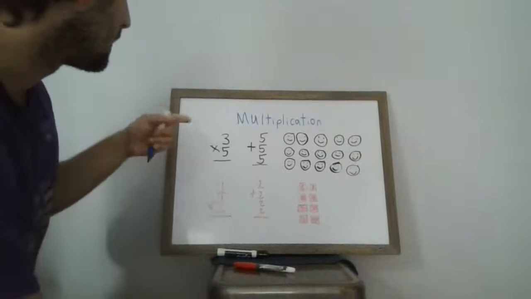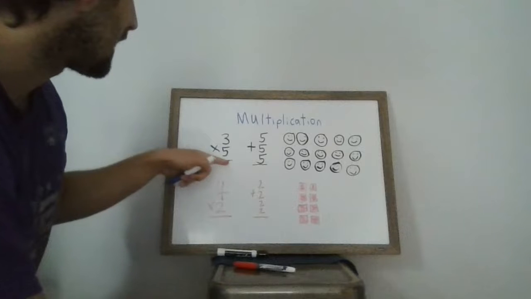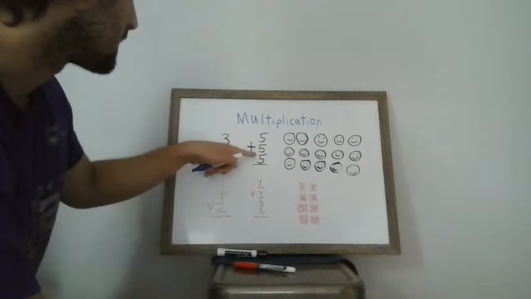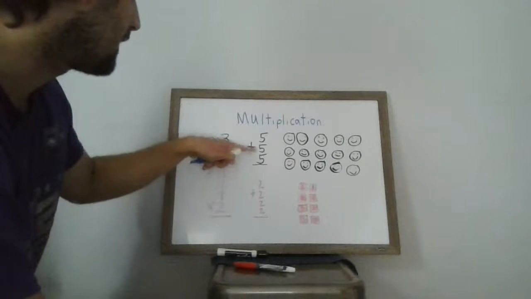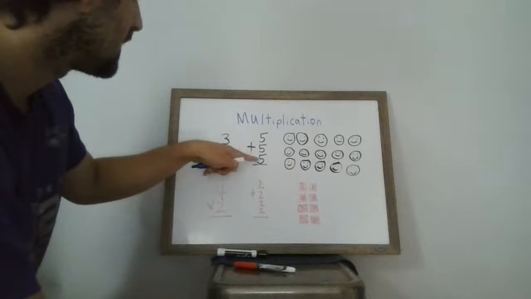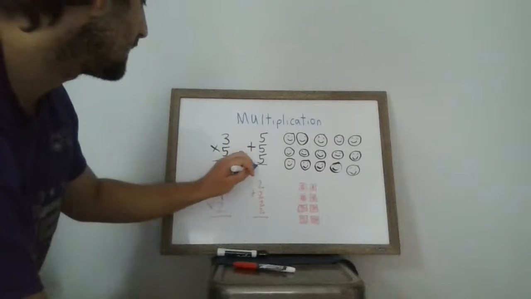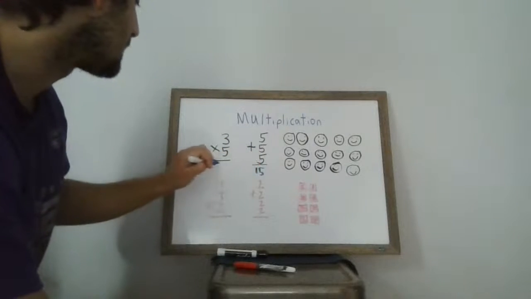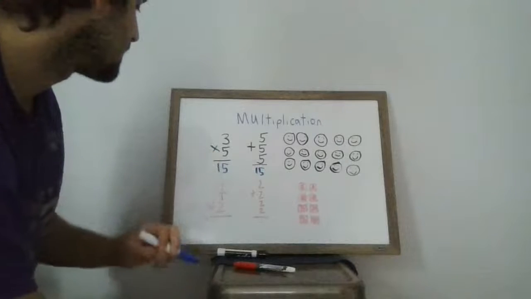The quick way to do it would be to count by 5. So 3 times 5 is the same as adding 5 plus 5 plus 5. 5 plus 5 equals 10. 10 plus 5 equals 15. 3 times 5 equals 15.